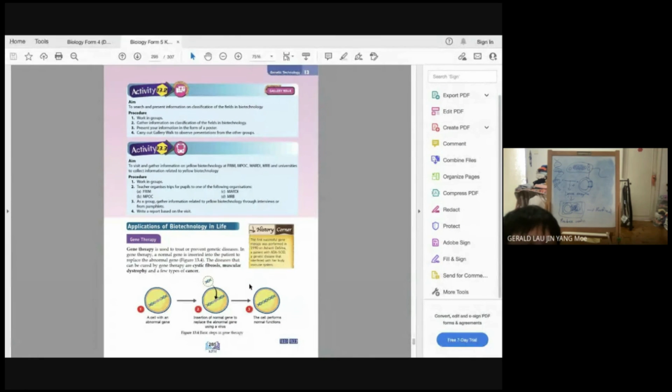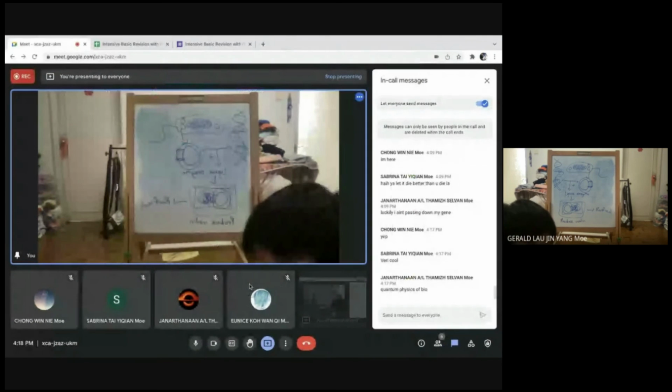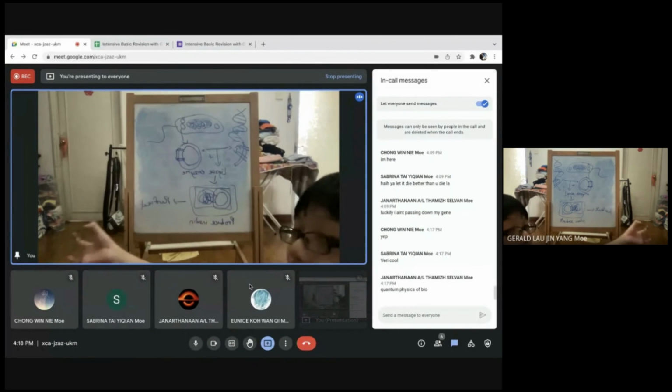Okay, so application of biotechnology in life. Gene therapy is used to prevent genetic disease. So let's say your gene already has the mutation, so you cut the gene using restriction enzyme. You insert a normal gene, using the virus. Okay, here you see, not all viruses are dangerous. Virus is something like a vector. It's not an organism because it's not a living thing. It's just like a vector that carries the necessary genetic information into your cell.